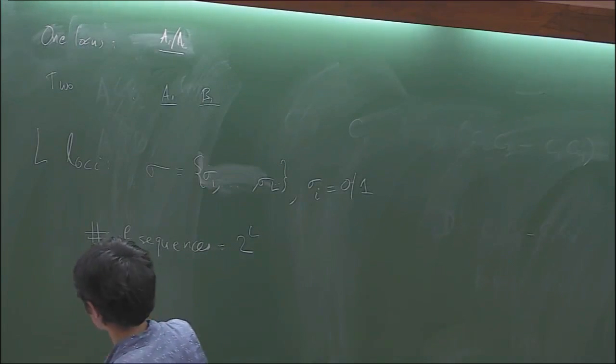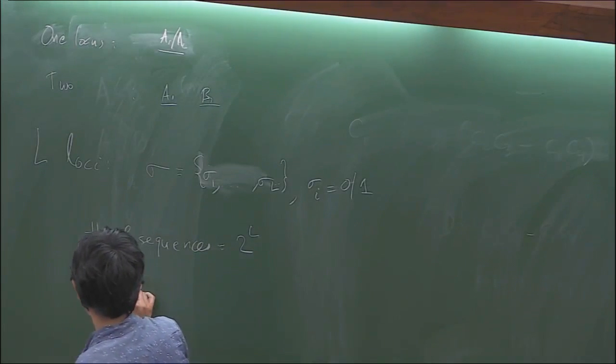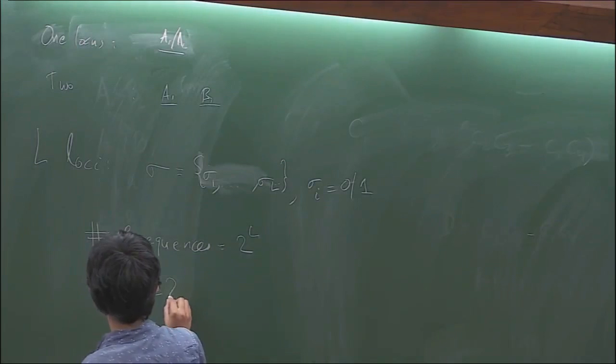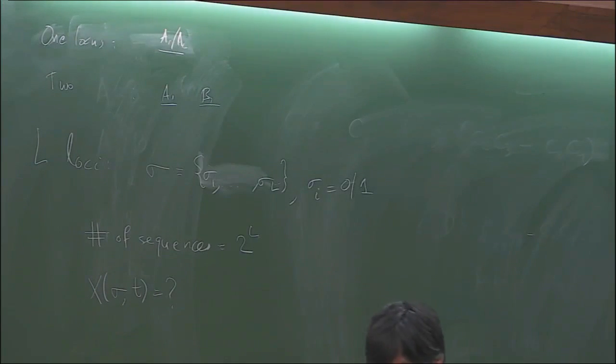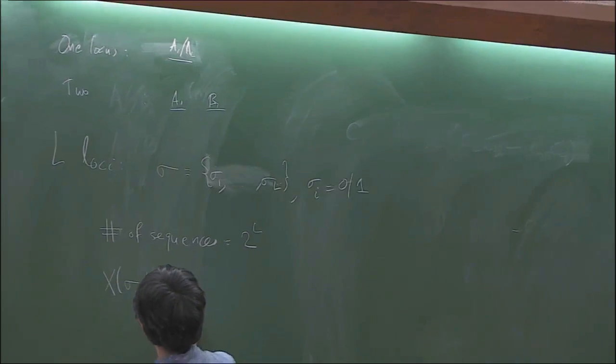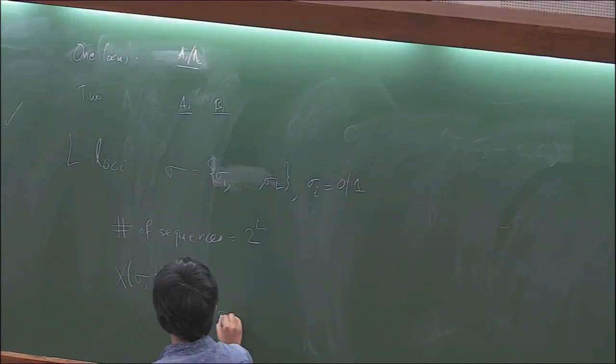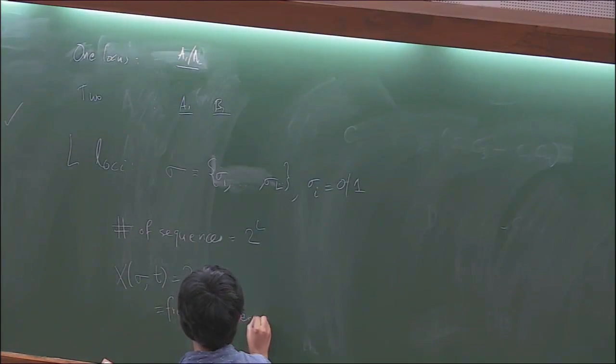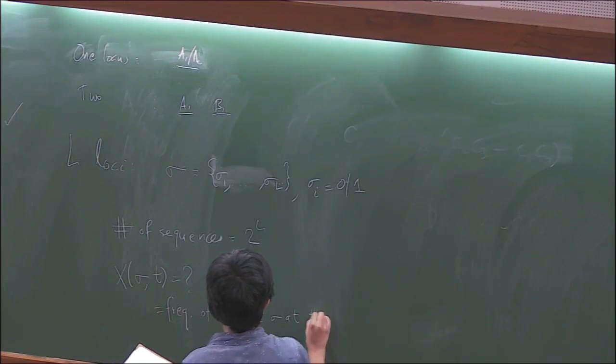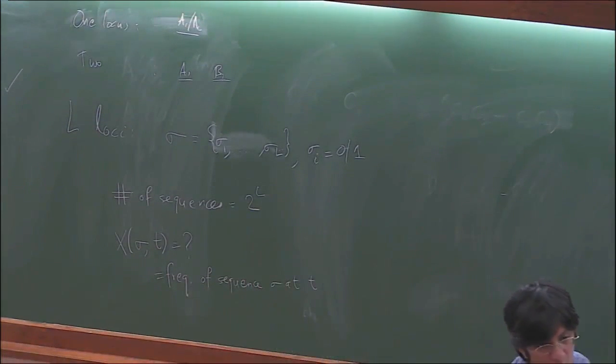So today I'll be using the letter X. How does that evolve? You want to again write down the same kind of discrete time, continuous time, etc. type of equation. So it's the frequency of sequence sigma at time t. How does it evolve? What happens to it at large times? How does it change in time? These are the same kind of questions that we're interested in today also.